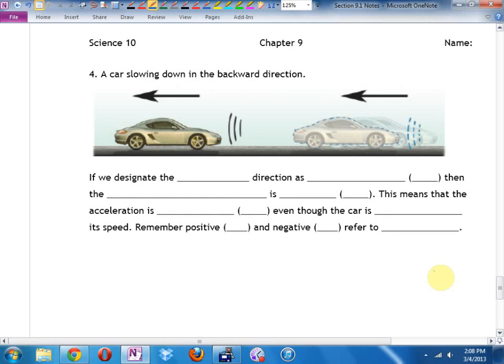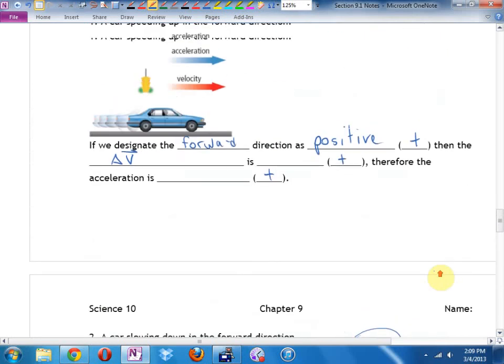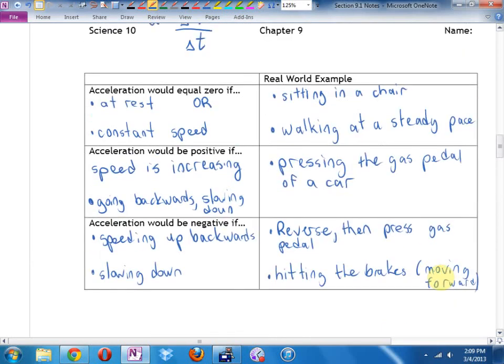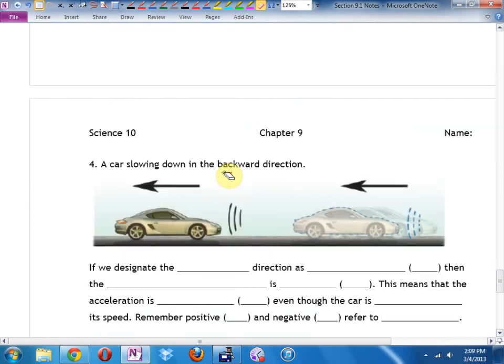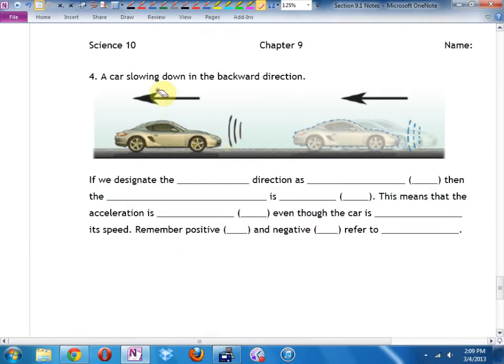Okay, what about if you're going backwards, but instead of speeding up, you're slowing down? Which way do you think the acceleration is? So if you're in reverse, oh, we talked about this. If you're in reverse, but you're slowing down by hitting the brakes, we said we think that's positive. Let's see, Dylan, if we can convince ourselves, if we can prove it. Here's our final one.